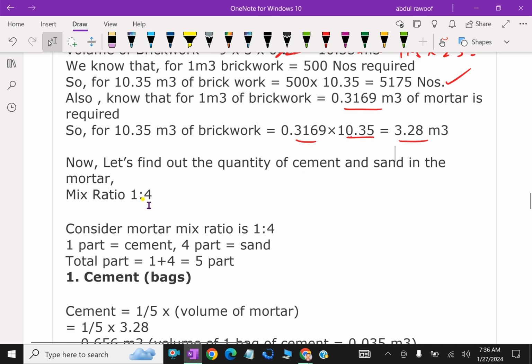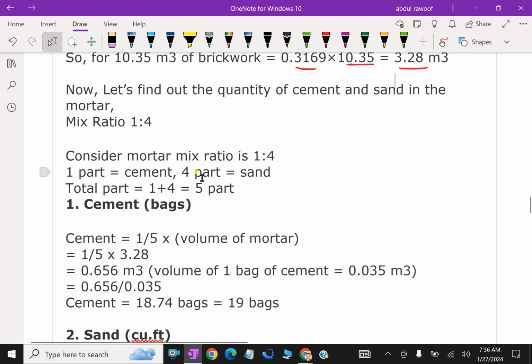Mix ratio is 1:4. Suppose the mortar ratio is 1 volume of cement, 4 volume of sand. It's a standard mortar ratio. Now by using these ratios we calculate. Consider the mortar mix ratio is 1:4, 1 part cement, 4 parts sand. It is 1:4 ratio, meaning the total is 1 plus 4, which is 5 parts.